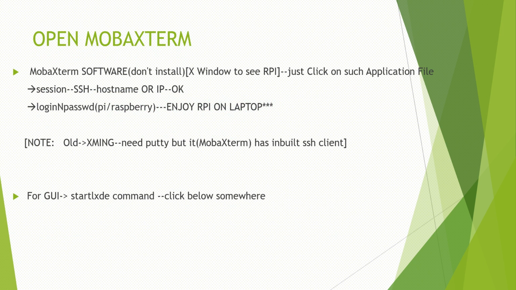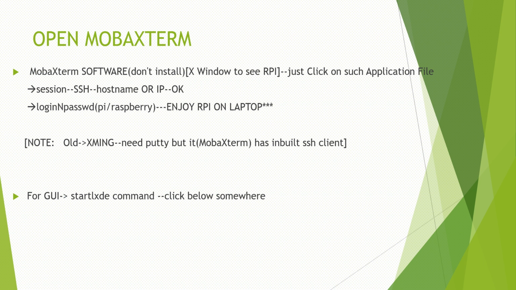So very first, just open the MobaXterm which you have downloaded. But one more point I missed in the previous demo too: in this case you need not install MobaXterm. Just download it. If you have the zip form, you have to unzip it, and after unzipping, open the MobaXterm application in that folder. There is a slight difference. Don't try to install this one, because it is an X window to see the Raspberry Pi.